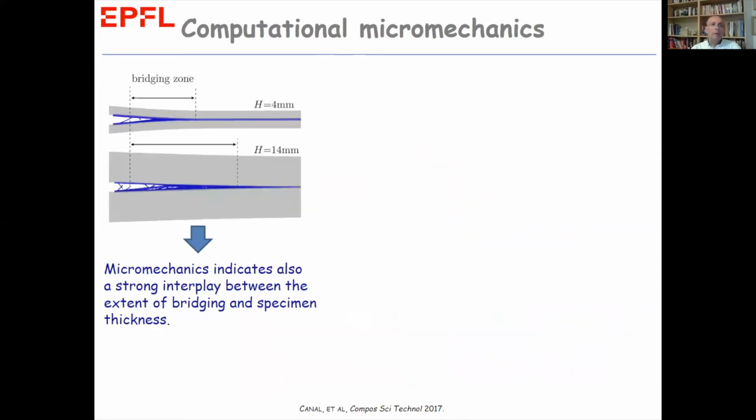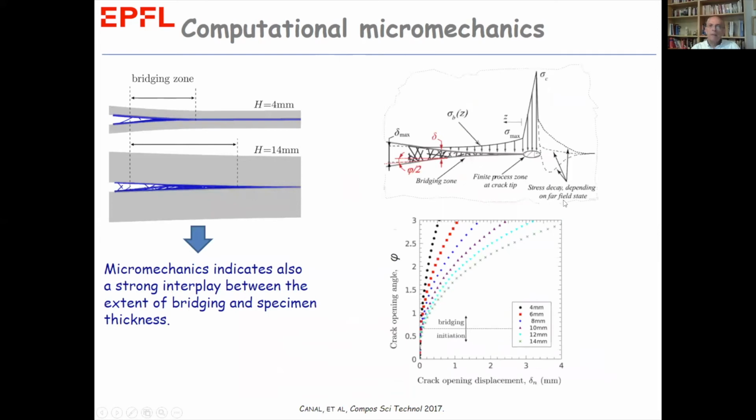Now, we want to go a step further in order to understand really the effect of thickness. The micromechanics model indicates a strong interplay between the extent of bridging and specimen thickness. So how can we quantitatively account for it? As a first attempt, let me show you here some results. First, again, here is the schematic of the bridging zone and the stress distribution.